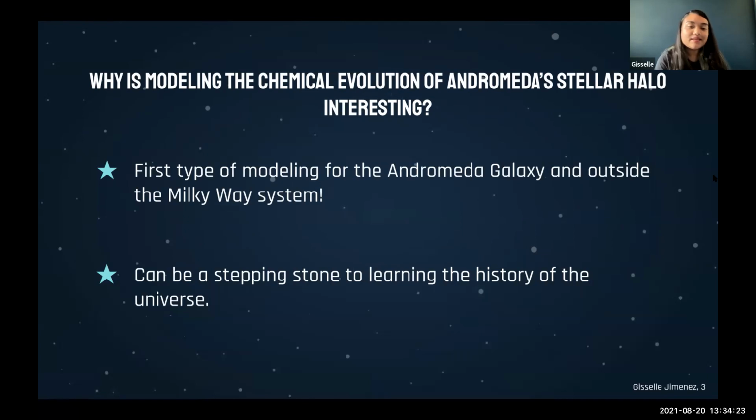And this can also be a stepping stone to learning the history of the universe, since the Andromeda galaxy is the farthest distance that we can see with our current equipment that can give us a high enough quality of alpha to iron abundance measurements for one star. So hopefully in the future, we can see farther beyond the Andromeda galaxy and be able to get good quality alpha to iron measurements for more stars.